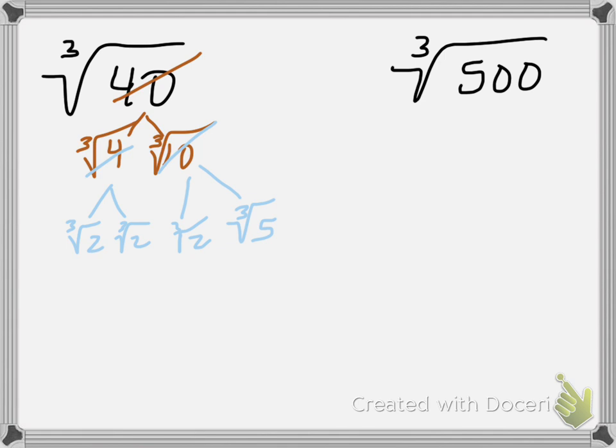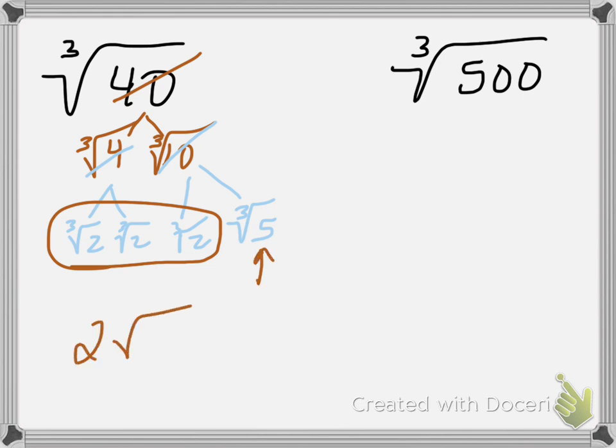Okay, and if I look here, I've got 3 cube root of 2's, which means that 2 comes out. This lonely little 5 has to stay in as a cube root of 5. You might have broken it up into 2 times 20 and then broken it up that way. Perfectly fine. It all works.